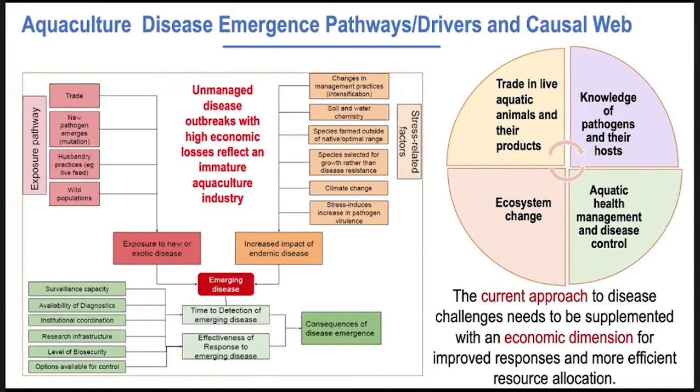So the consequences of an emerging disease are dependent on the time of detection and the effectiveness of response to the disease, which rely on good capacities in surveillance, diagnostics, institutional coordination, research infrastructure, biosecurity, disease control, and other factors. These management measures should be practical, and they should also be risk-based to allow efficient resource allocation. So we'll get into the PMP.